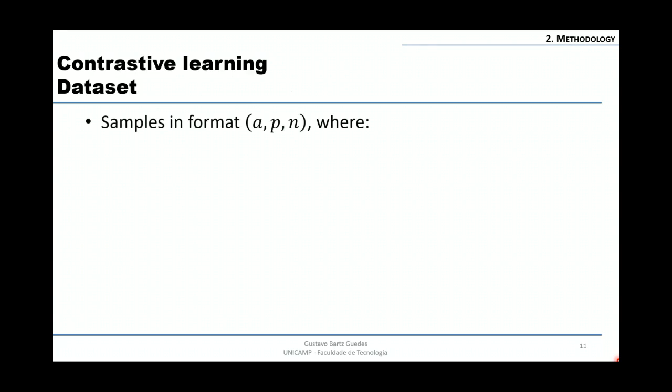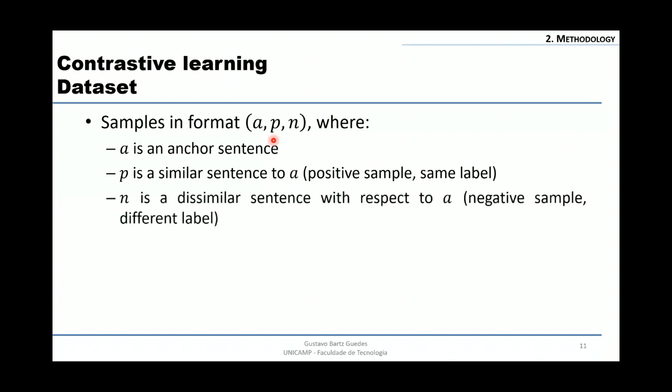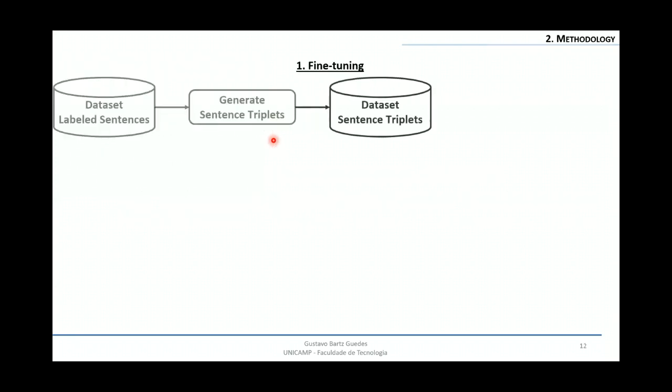So our dataset has samples in the following format. We have an anchor. A is an anchor sentence. P is a sentence similar to A, so we call this a positive sample. This means that these are two sentences from the same label, so we pair them together. And N is a negative sample, meaning that it's a sentence that has a different label with respect to A and P. So once we generate this dataset of sentence triplets, we can fine-tune our transformer with contrastive learning.